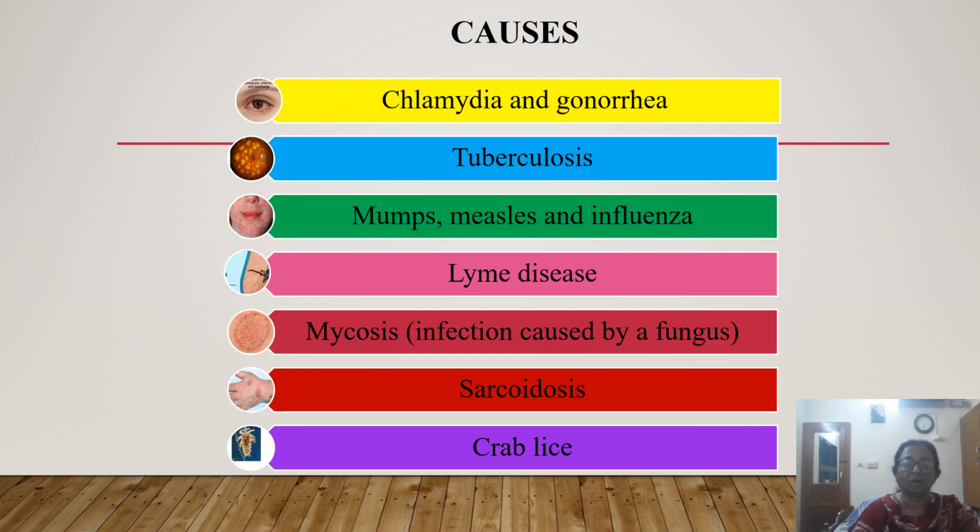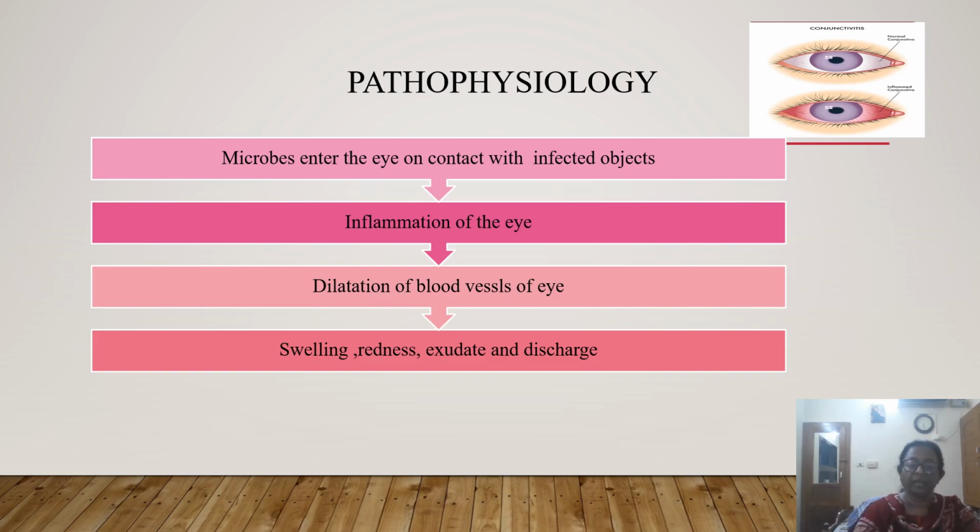We can see the causes according to some disease conditions that will lead to conjunctivitis: chlamydia and gonorrhea, tuberculosis, ocular tuberculosis, mumps, measles and influenza, Lyme disease, mycosis, that is the infection caused by fungus, sarcoidosis, and crab lice. You can see the pathophysiology. The microbes enter the eye on contact with infected objects. Inflammation of the eye occurs, with dilatation of the blood vessels of the eye and swelling, redness, exudate and discharge.